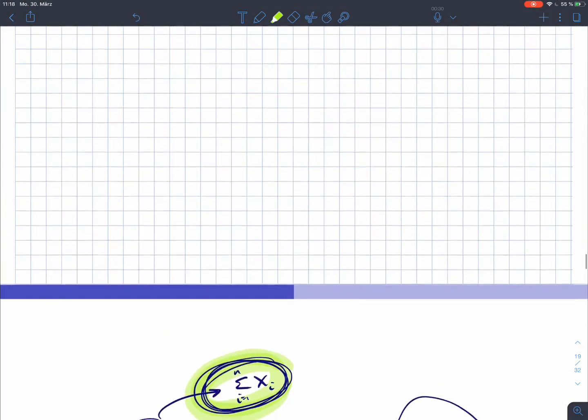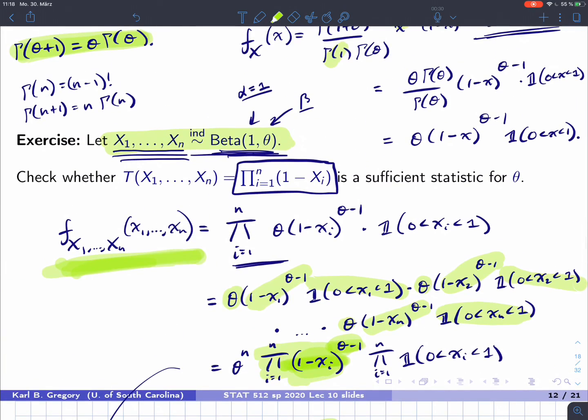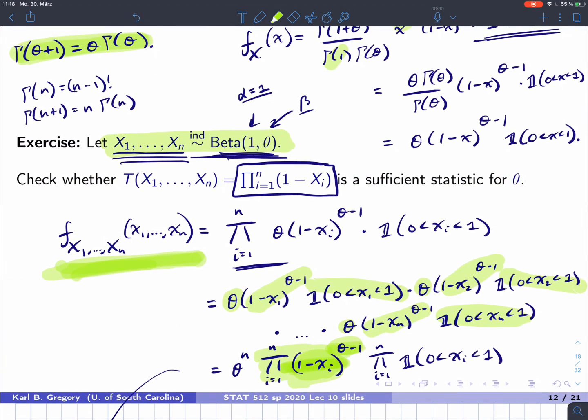However, in the previous example where we did show sufficiency for this particular beta distribution, if I compute the product of 1 minus xi and store that number somewhere, then I can delete all the individual values, and I have lost no information about the parameter theta.